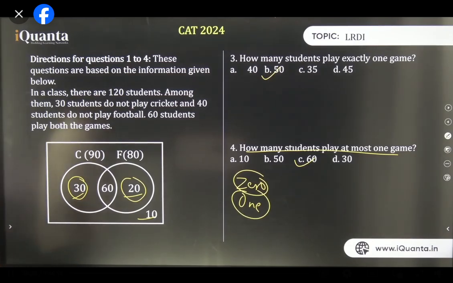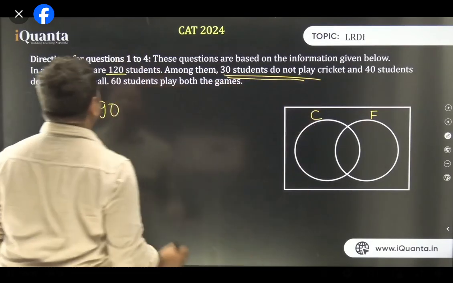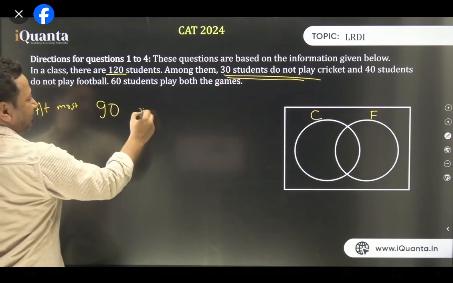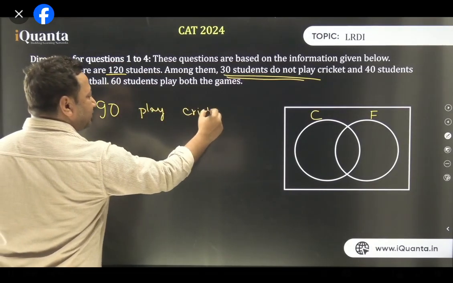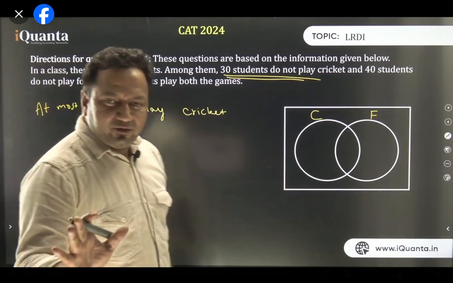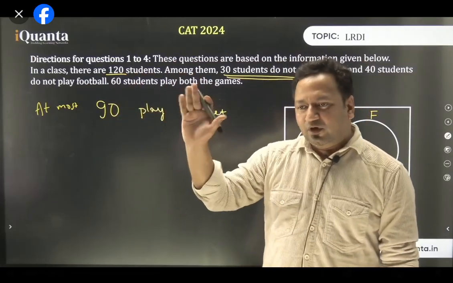Now I'm going to do it in a different way. Method 2. So when they say 30 students not play cricket, that means at most 90 play cricket. Is that clear? 30 नहीं खेल रहे, तो 90 at max 90 खेल रहे होंगे. Why I said at most 90? Why didn't I say 90 play cricket? Because there's a possibility that in this 90 there might be some who are not playing cricket or football.